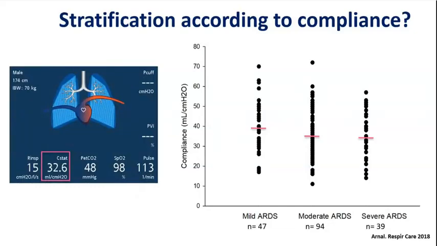Can we use compliance? Now we have on the ventilator the possibility to have an automatic measurement of the compliance breath by breath, but actually the compliance is not related to the severity in terms of blood gas, meaning that there is a lot of overlap between mild, moderate, and severe. However, I think looking at the compliance will inform about the severity of the disease in terms of how small is the baby lung. If we have a patient with a compliance of 20 to 25 milliliters per centimeter of water, we have to think that the baby lung is really small, so there is a high risk of VILI.